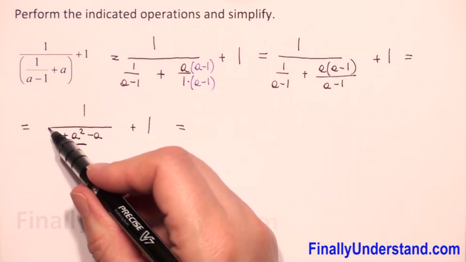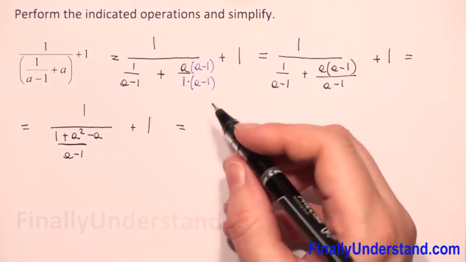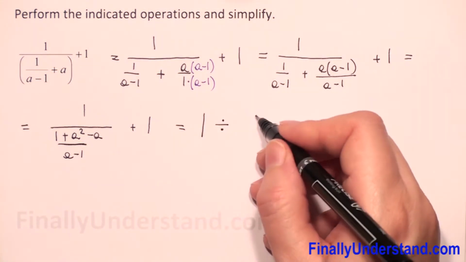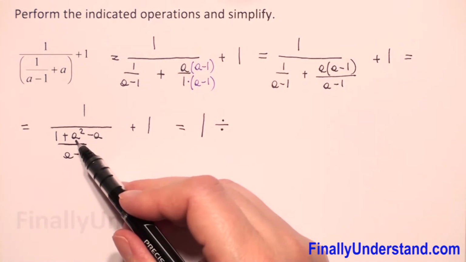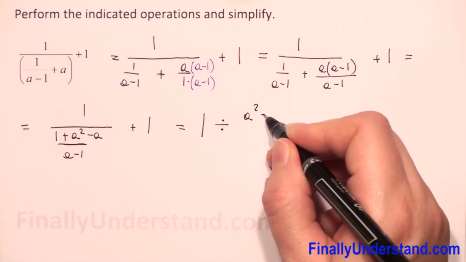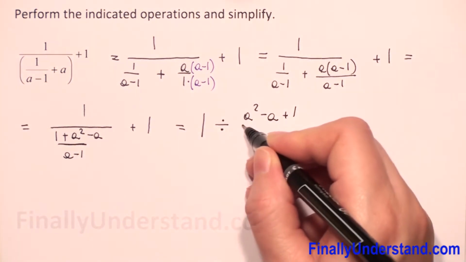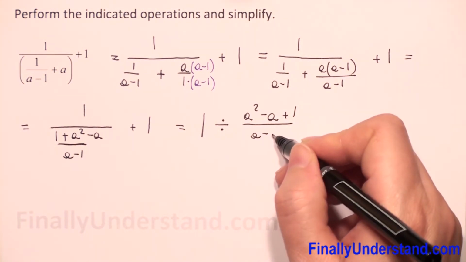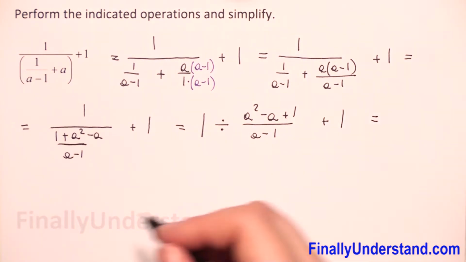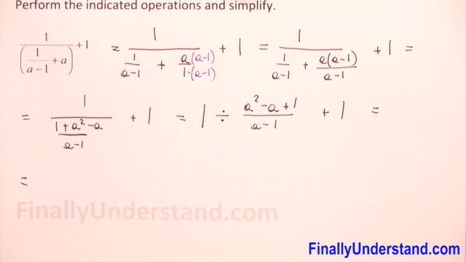So the fraction bar means division. So we have 1 divided by this expression. First, I will put the highest power, so in this expression the highest power is a squared minus a plus 1, we have over a minus 1, and we have plus 1. So this is equal.